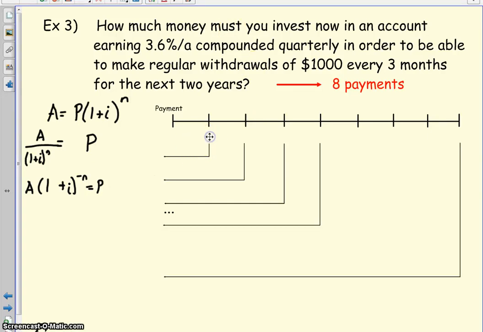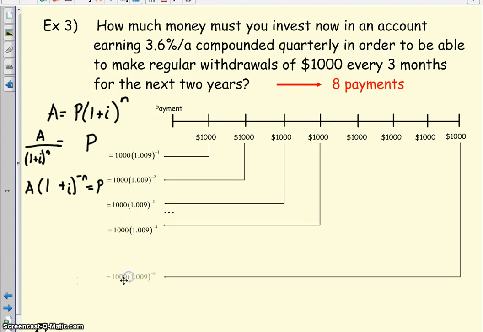So looking at all these withdrawals of $1,000, each of these is going to have interest that needs to be added onto it. Okay, and what you wind up having happen is you have negative exponents here. So if you're looking at 3.6% compounded quarterly, again, calculating that i value, 0.036 divided by 4, all of these would need to be calculated.